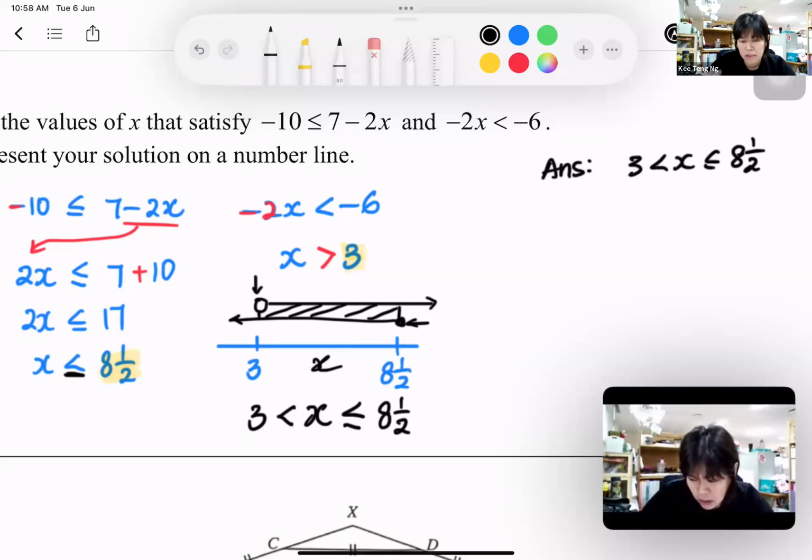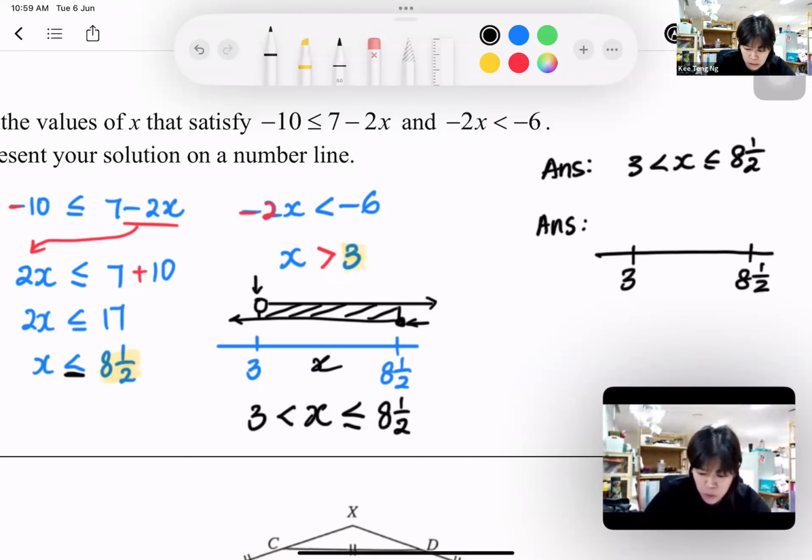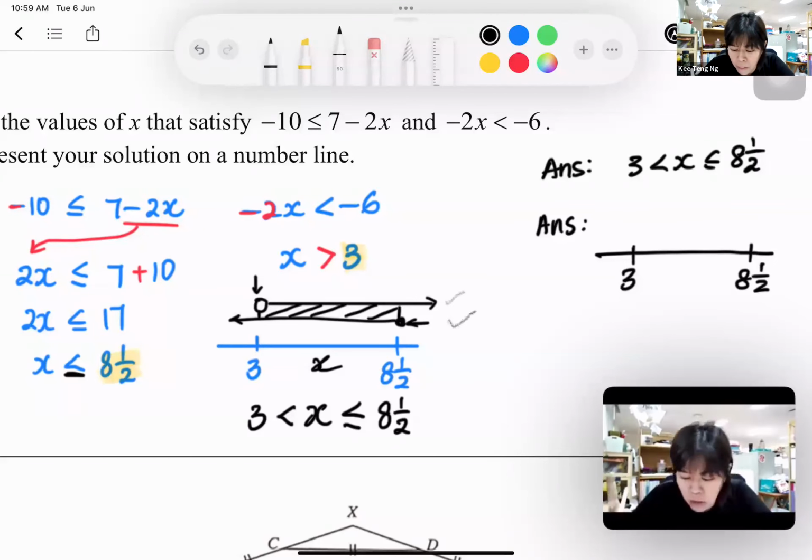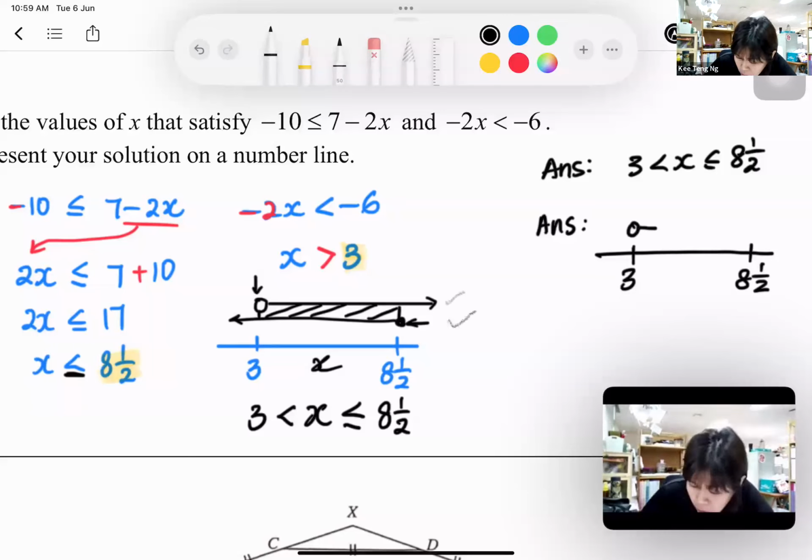Okay. Secondly, represent your solution on the number line in my answer blank. How am I going to represent this solution using one number line only? The one that I've just drawn down here, my rough working, actually comprises two inequality solutions. But now I'm going to represent only one, so I'm going to combine this. This one will be an empty circle all the way until 8.5, a solid circle.